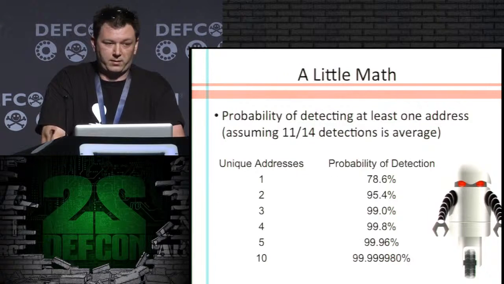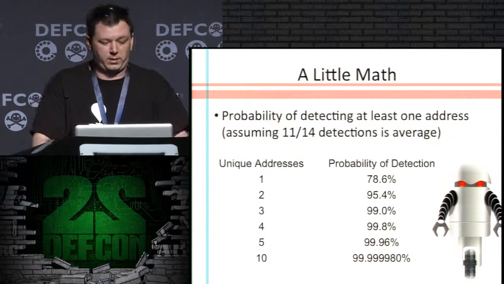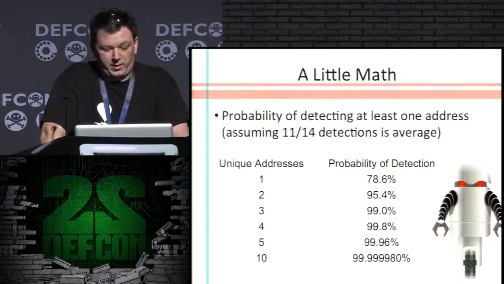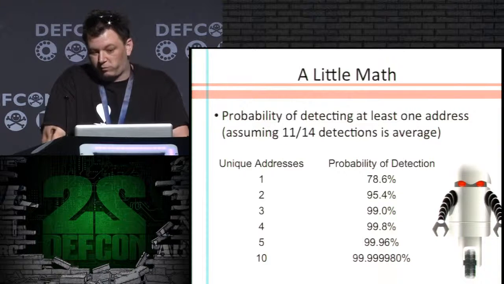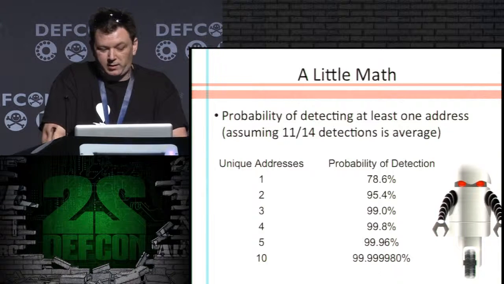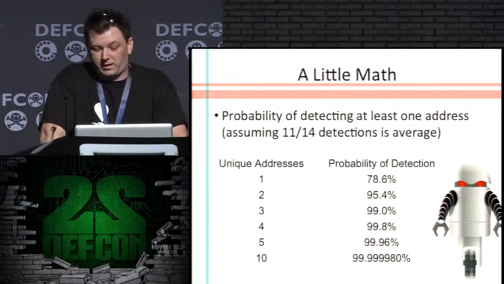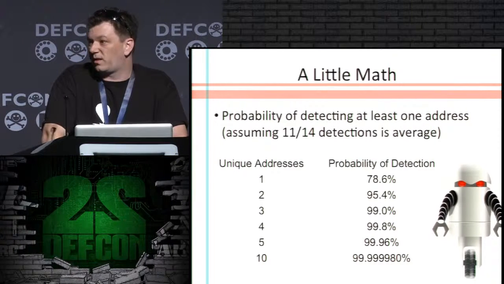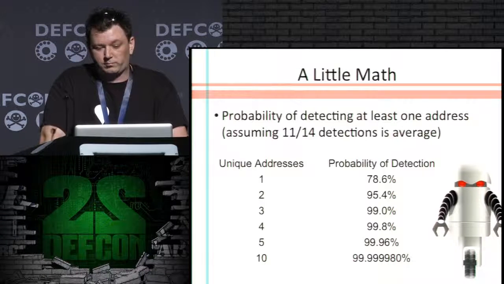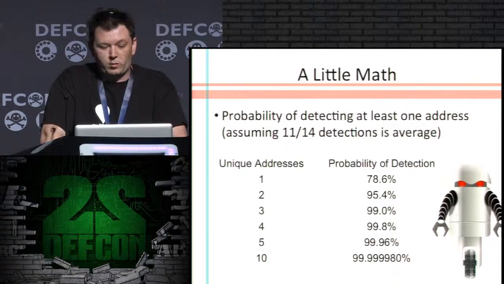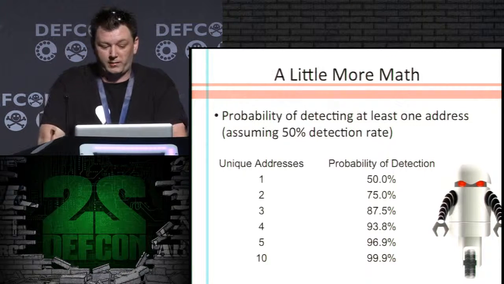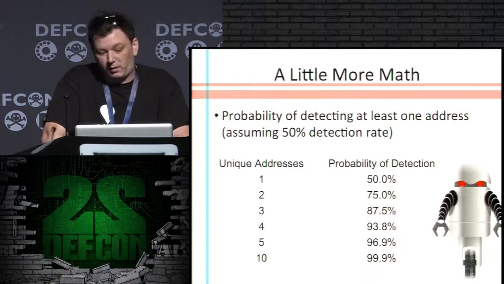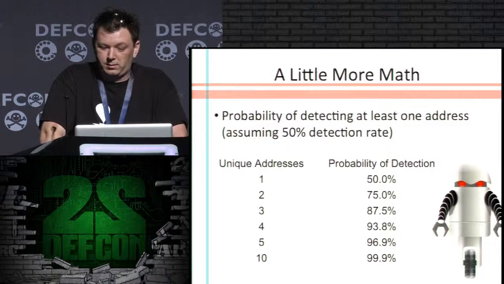So let's do a little math. How good would this work if we could get it to work in Pin? You can see the math works out in your favor pretty quickly. Even at 10, there's a lot of 9s in that detection probability. That's a good thing. And this might be a little optimistic, so what if we drop it to 50%? Even at 10 addresses, you still have 99.9%. I was happy with that.